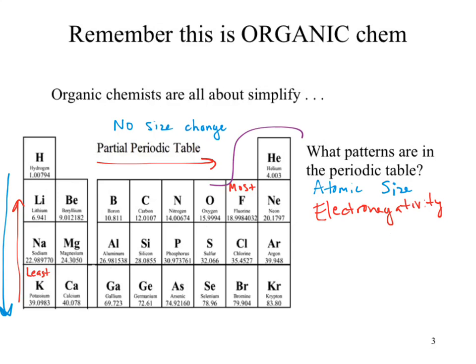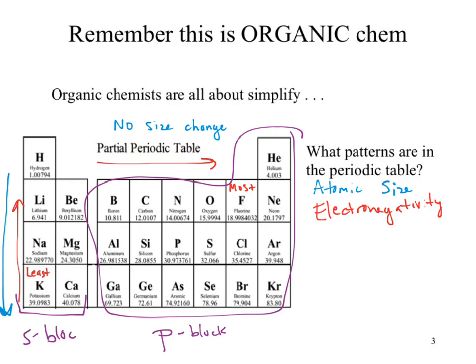What we're seeing on our periodic table is our P block, or at least in our abbreviated version, our P block, and we also have our S block. Why? Because the valence electrons, our outermost electrons, are found either within the S or the P orbitals for those sections.